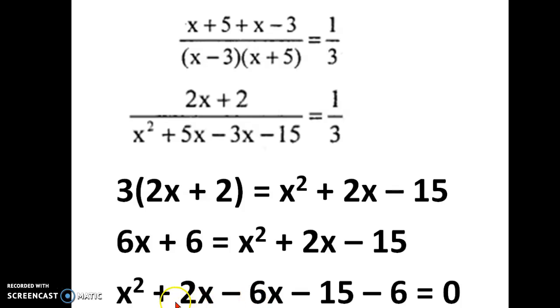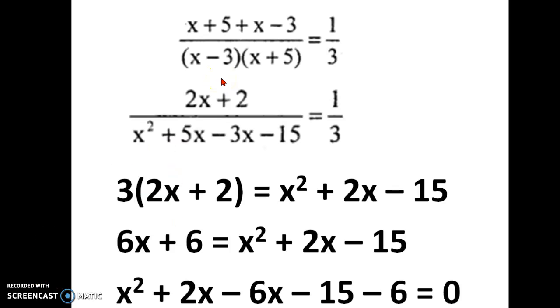So when you have different signs, you should subtract the numbers and put the sign of the greater number. So 6 minus 2 is 4, and the greater number has the minus sign. So put minus 4. And here, minus 15 minus 6, both are minus, so you have to add the numbers and put the minus sign. So you got minus 21.